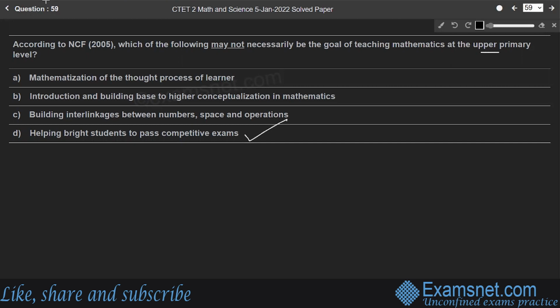According to the National Curriculum Framework NCF 2005, the main goal of mathematics education in schools is the mathematization of a child's thinking. Clarity of thought and pursuing assumptions to logical conclusions are central to the mathematical enterprise.